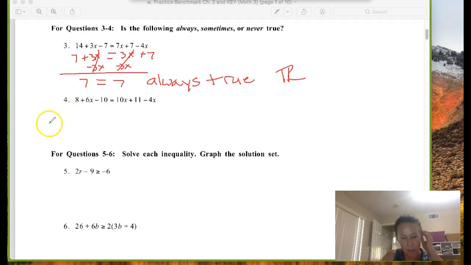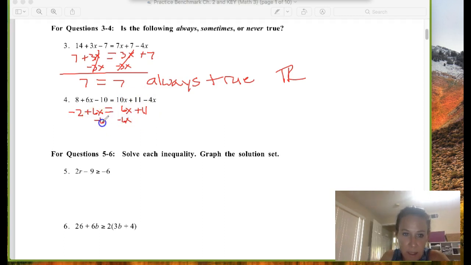All right, on to number 4. Let's work this one out. Let's simplify this side of the equation first. 10x's minus 4x's are 6x's plus 11 equals, and on this side, if we simplify before we work both sides, 8 minus 10 would be negative 2 plus 6x. All right, I can see this isn't going to work because I have negative 2 plus 6x and I have positive 11 plus 6x. Those aren't going to be equal, but we can go ahead and keep working it.